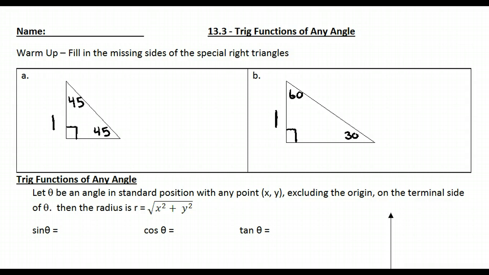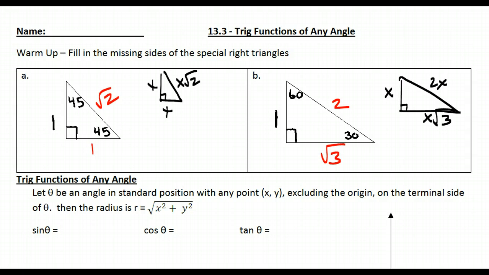Before we start today, I want to do a quick warm-up. I'm going to let you pause the video and try these two problems and see if you remember how to find the missing sides. Alright, there it is. So one of them was a 45-45-90 triangle and the other was a 30-60-90 triangle.